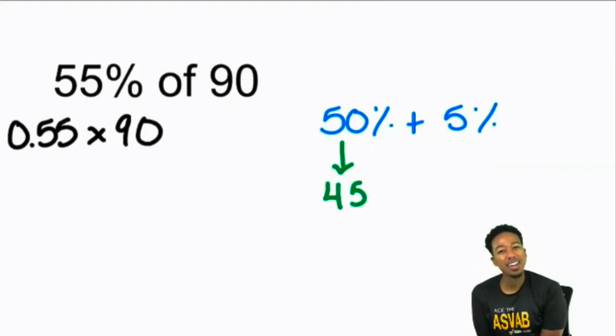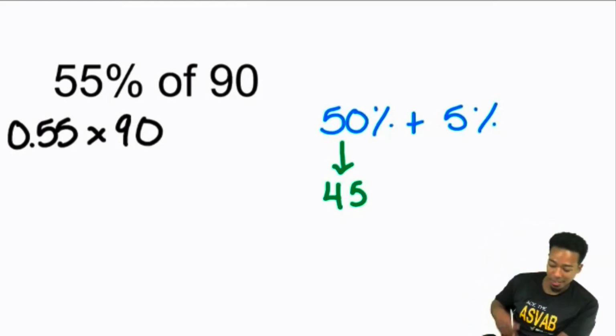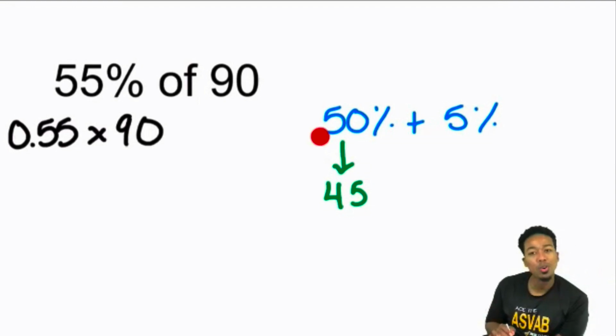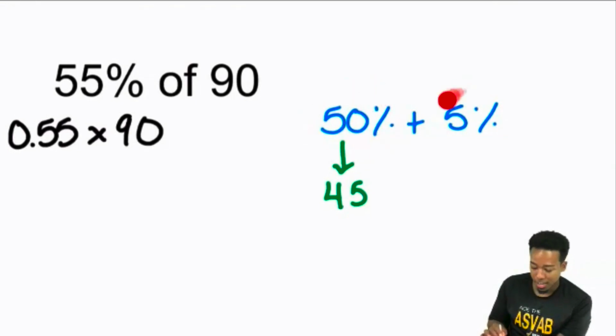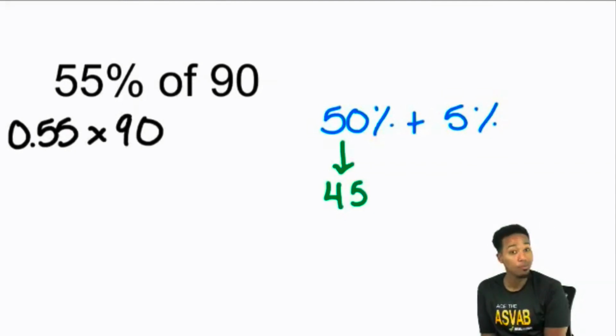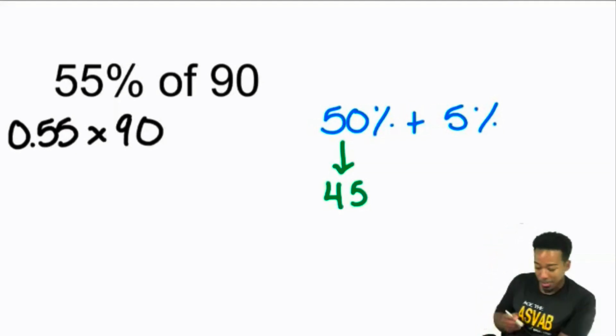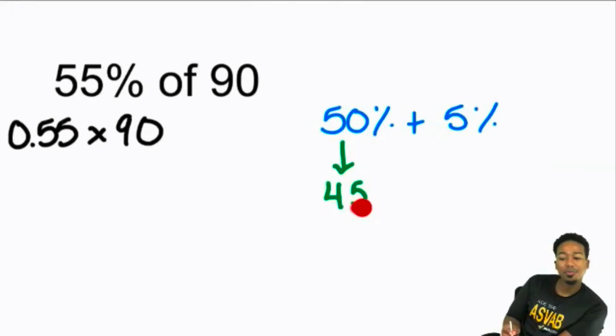And then if you ask yourself, well, what's 5%? Guess what, everybody? You don't need to figure out what 5% of 90 is, because you already have 50%. Everybody, how do you go from 50% to 5%? What do you divide by? 10. Everybody, what's 45 divided by 10?